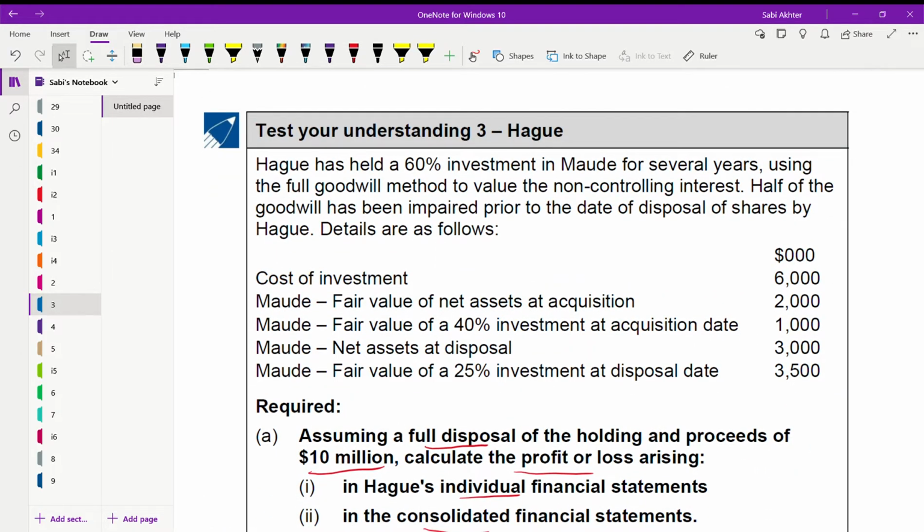So now there's a 60% investment, and you have to use the full goodwill method. That means the fair value of NCI will be given. 60% means it was a subsidiary. Half of the goodwill has been impaired, that means 50% before the disposal. Now you have been given all these things: cost of investment, fair value of net assets at acquisition, net assets at disposal, fair value of 40% investment at acquisition date, and fair value of 25% investment at disposal date.